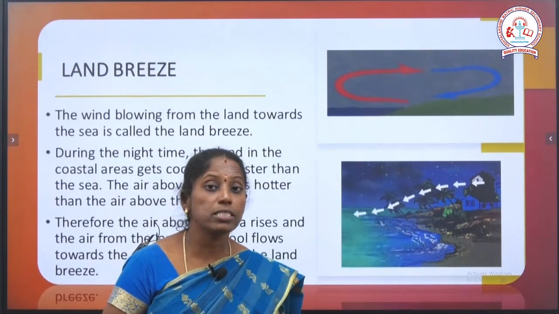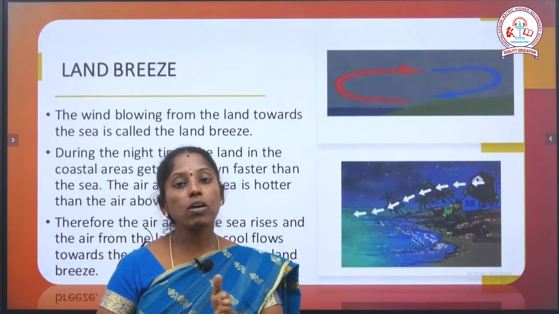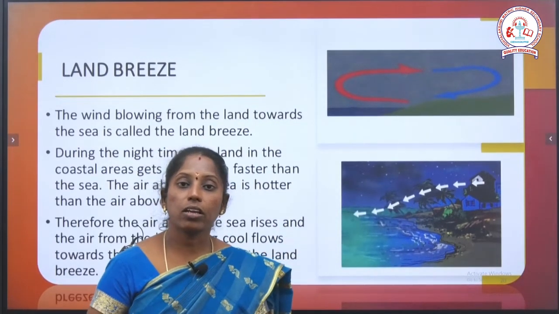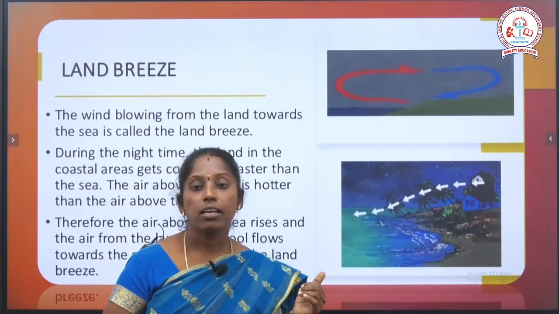So what is land breeze, children? The cool air from the land towards the sea, that we can call as land breeze. It will happen during that night time.